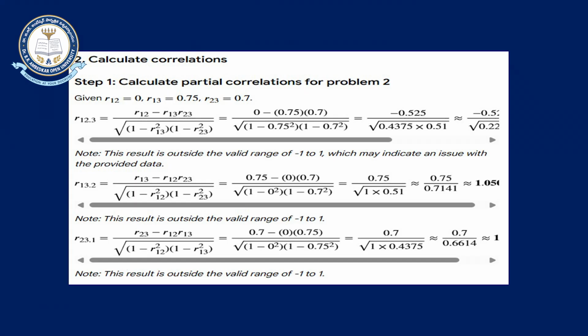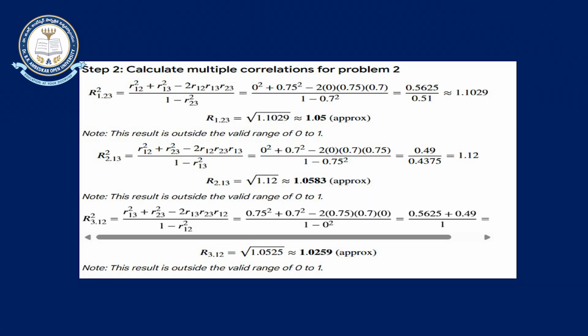Next, it is going for R23.1. It is resulting outside the range of values. Here also it is going for 1 point something. So, this result is also outside the value range. How this effect will affect the multiple correlation coefficient, that I want to check here.